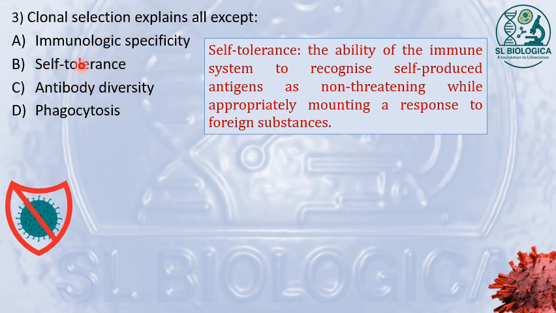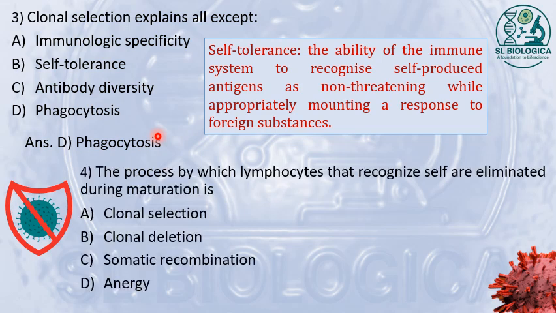Then antibody diversity. Yes, it has antibody diversity. And phagocytosis. Does clonal selection represent phagocytosis? No. So the correct choice is option D, phagocytosis. Out of the 4 choices, all except phagocytosis are explained by clonal selection. Okay, correct. So let's move to the next question.